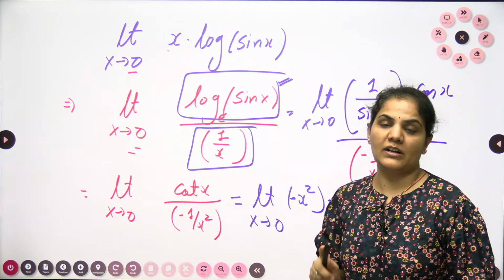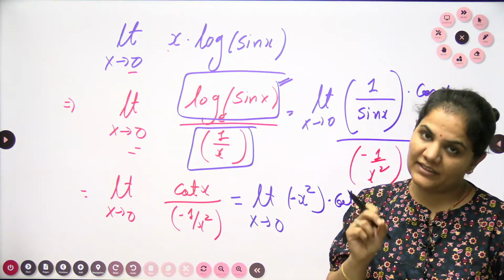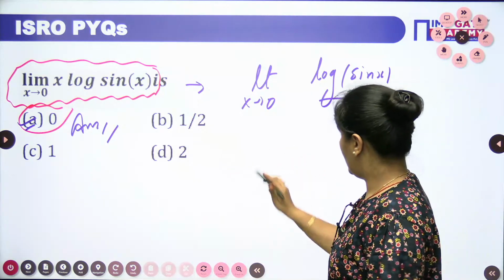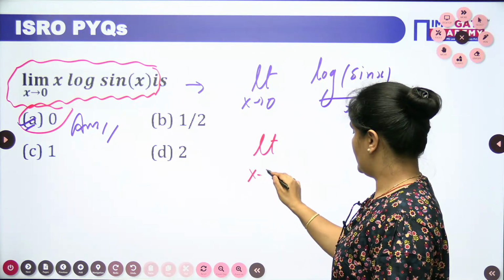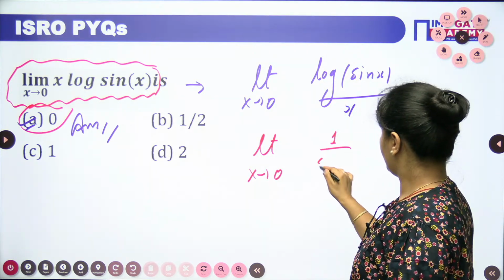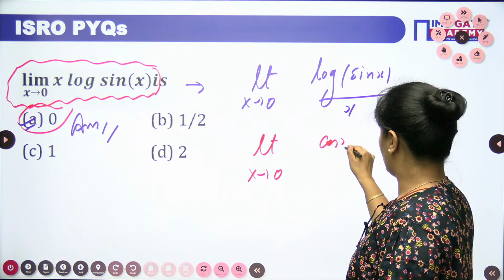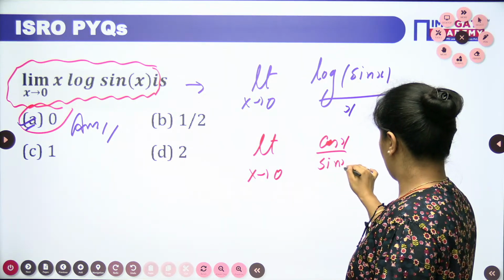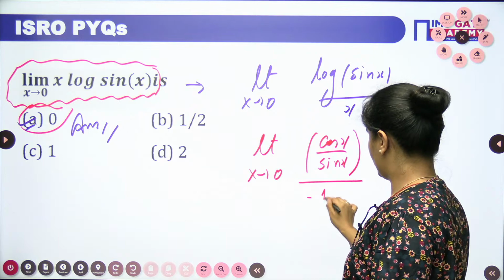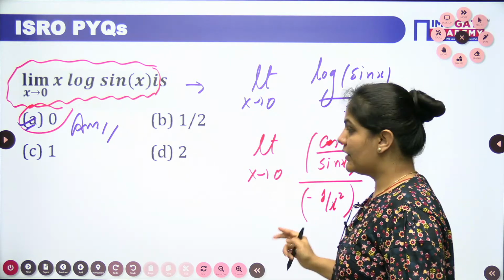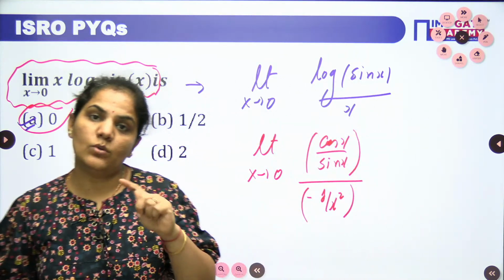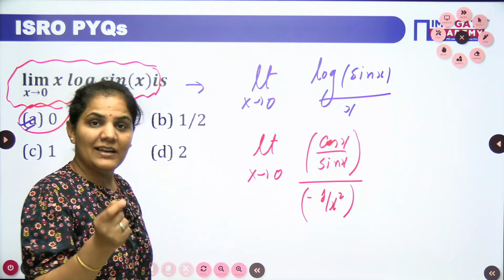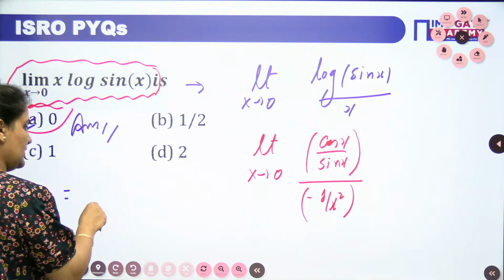Suppose you don't want to convert your question into the form of cot, then also you can approach it. How I am writing it here: limit x tends to 0, by applying L'Hospital, it will become cos x by sin x, and here we are having minus 1 by x square. So you can split this x square into x and x form. So you can write it like this also.